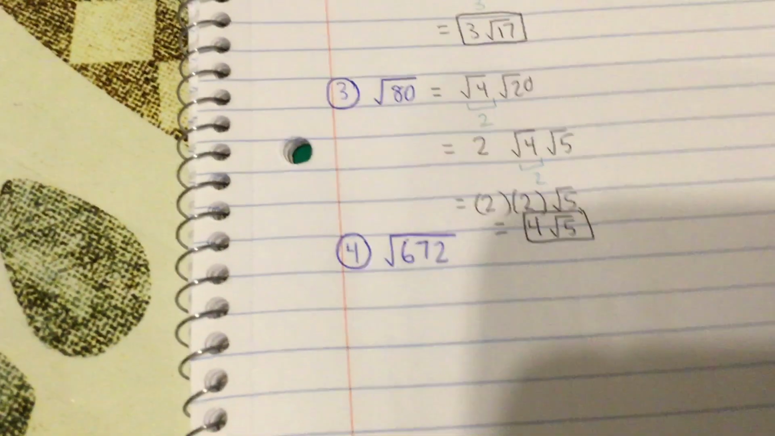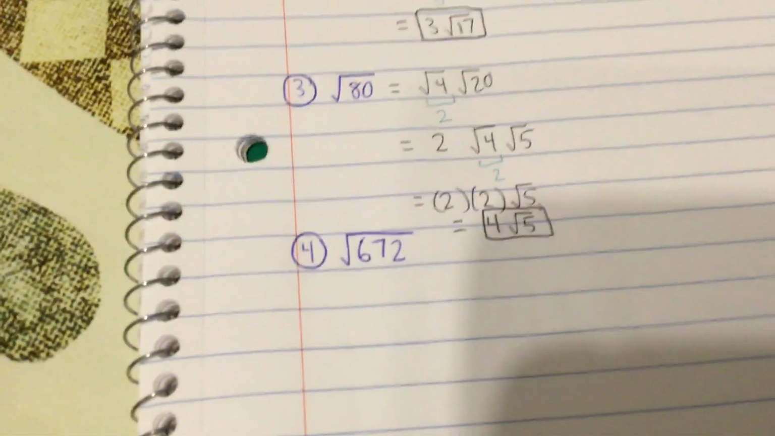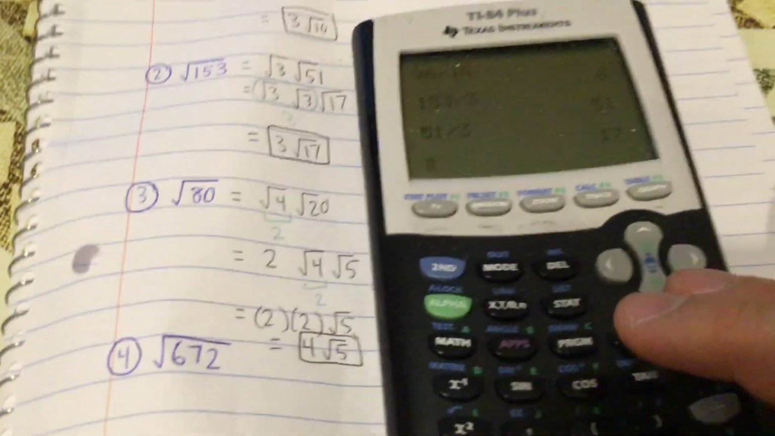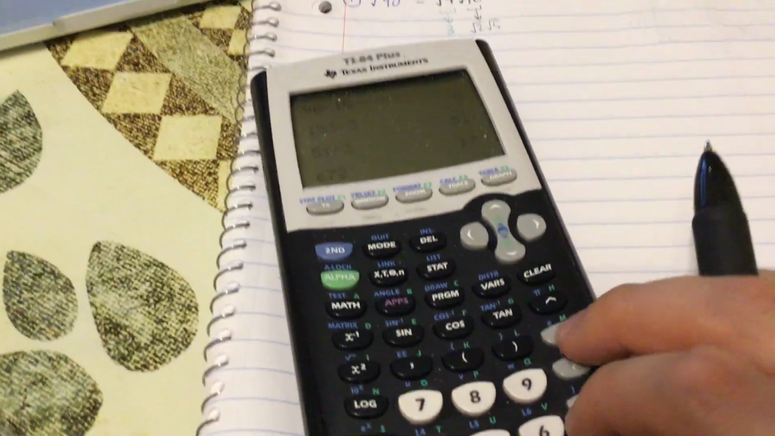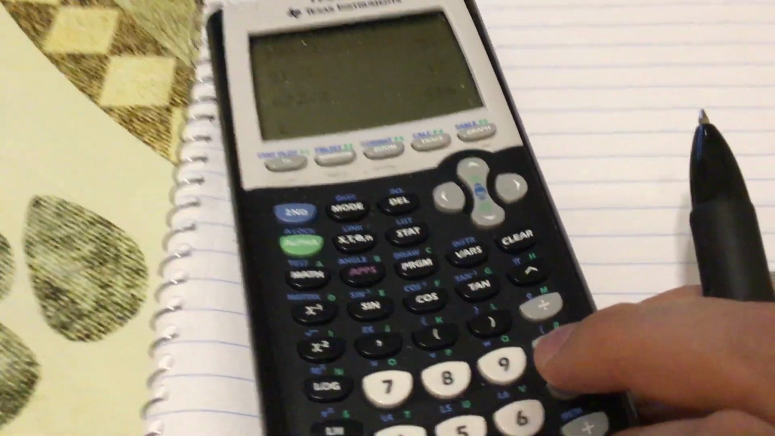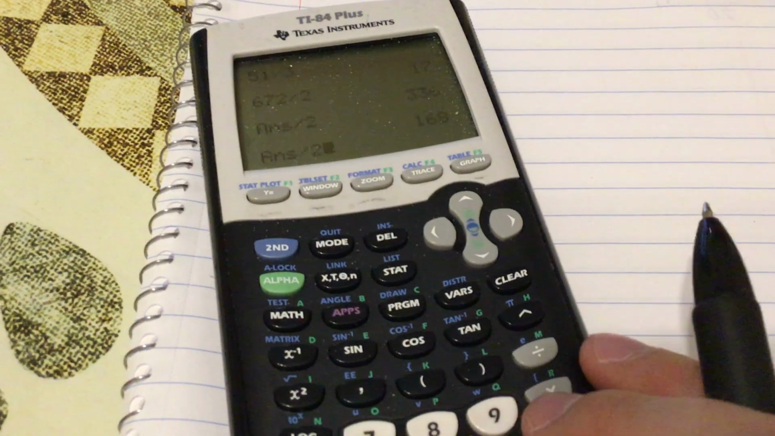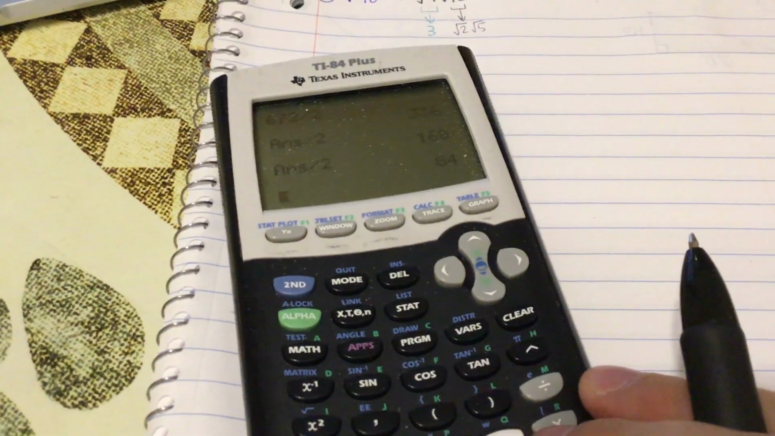Anyway, square root of 672. As the numbers get bigger, let's try to take out a big number if we can. When in doubt, I go with my 2's, and if I can take out a bigger number than 2, so be it. So 672 divided by 2 is 336. Let's see if I can divide by 2 again. And I can. Can I divide by 2 again? Whew, I can divide by 8.